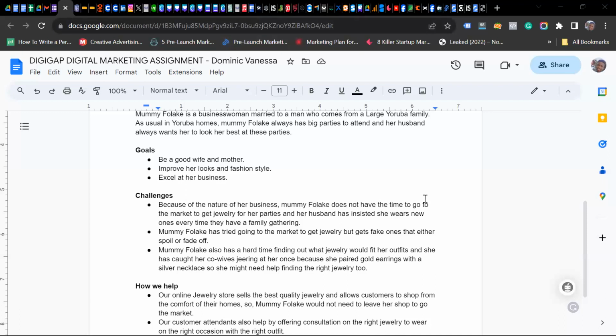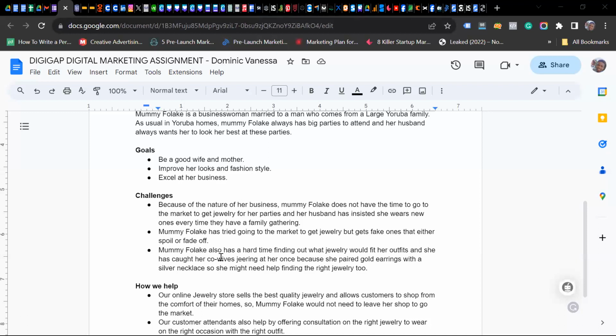So because of the nature of her business, she does not have time to go to the market to get jewelries for her parties. And her husband has insisted that she wears new clothes every time they have a family gathering. The husband does not want her to be repeating clothes. She has tried going to the market to get jewelry, but always gets fake ones that either spoil or fade off. So these are challenges, right? And this is one challenge with jewelry markets.